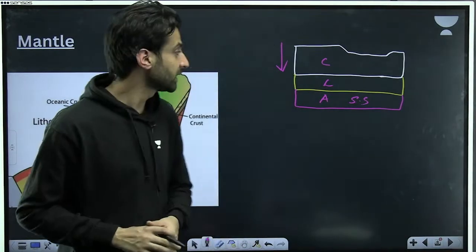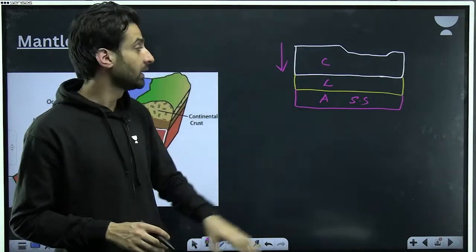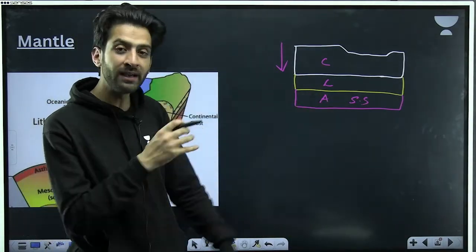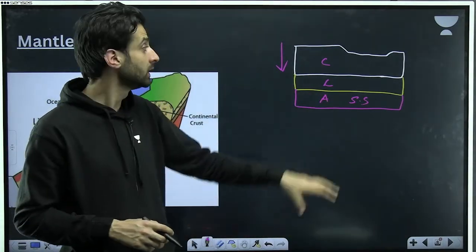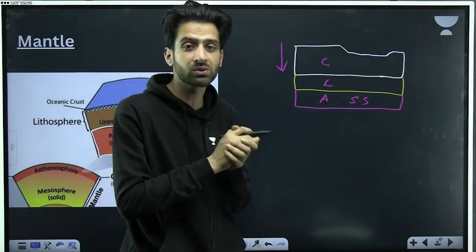This is because of the high temperature and high pressure. Both the factors are playing their role. High temperature is causing the rocks to melt in the asthenosphere. However, the high pressure is not letting it melt completely and making it a semi-solid layer.